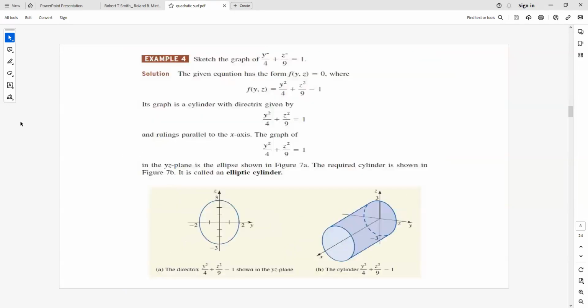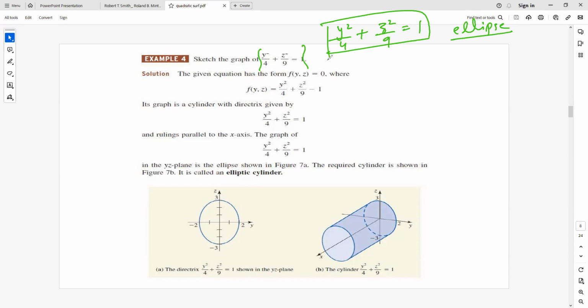Now see here, the equation is y squared over 4 plus z squared over 9 equals 1. Now you are familiar with this equation. This is the equation of an ellipse, right? But this ellipse is in the YZ plane, okay? So if this is in the YZ plane, it means that the x dimension is free. So we will find its trace on the YZ plane, and then we will simply stretch it in the x direction.